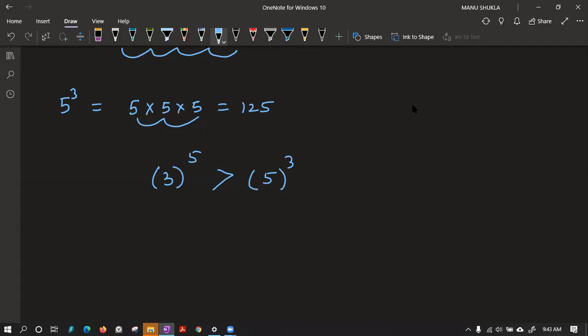So we are just trying to understand the concepts of exponents and powers. With time, it will be very easy for you. Okay, just practice is required, nothing else.